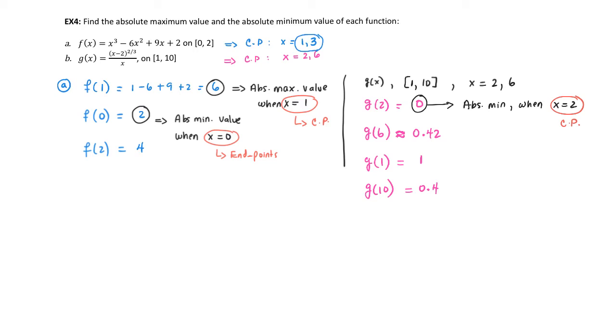Then we look for the largest y value that we have. And the largest y value happens to be 1. So that means that 1 is the absolute maximum. And that happens precisely when x is equal to 1. And x equals 1 is not a critical point. x equals 1 is the left endpoint. So the other absolute extrema happens at the left endpoint.